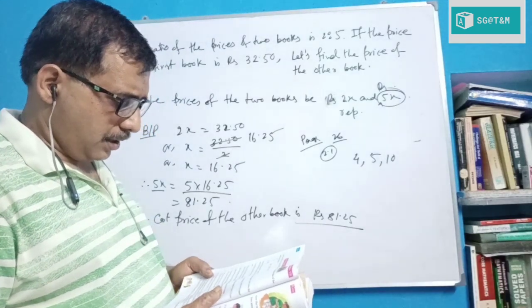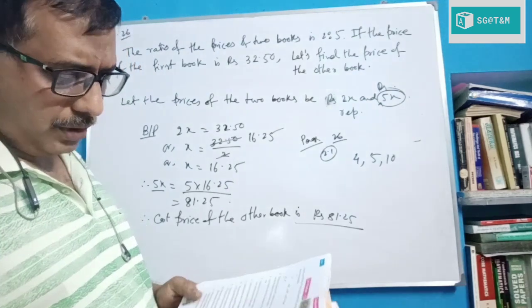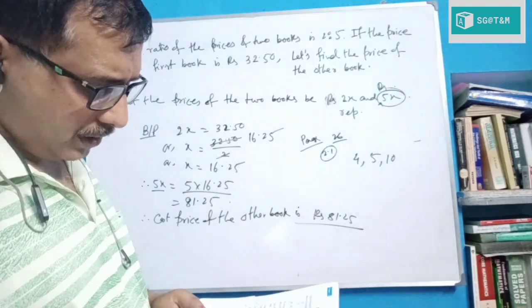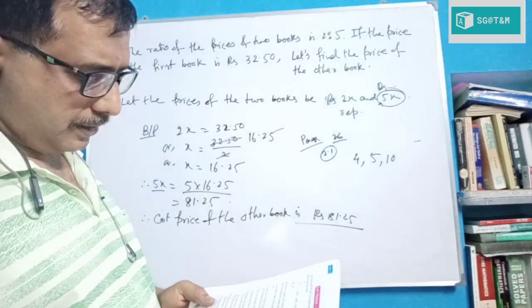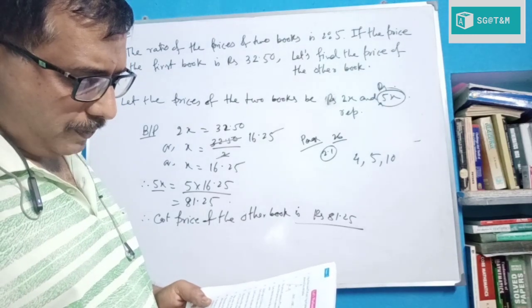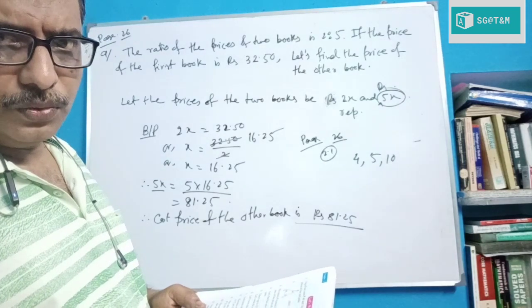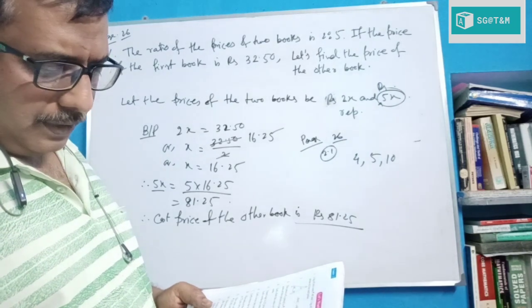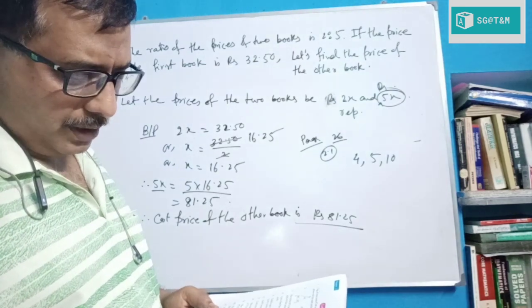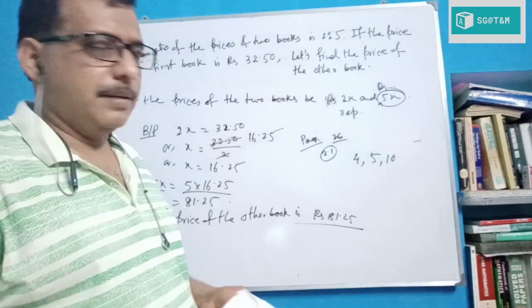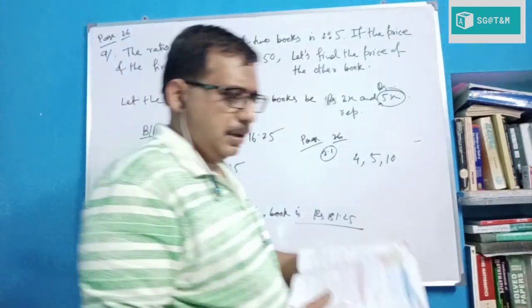Question number 10: the ratio of the circumference and diameter of a circle is 22:7. If the length of the diameter of a circle is 2 meter 1 decimeter, let's calculate its circumference. I repeat, the ratio of circumference and diameter of a circle is 22:7. If the diameter is 2 meter 1 decimeter, let's calculate its circumference. These three problems, try to solve and send them to me on my personal WhatsApp number.